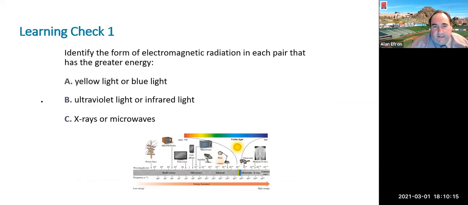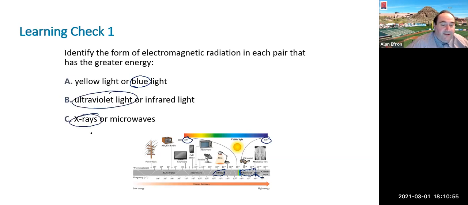So let's talk a little bit about that then. Identify the form of electromagnetic radiation in each pair that has the greater energy. So remember, when we're looking at this, this is longer wavelength, shorter wavelength. So blue should have more energy. Ultraviolet or infrared there. So ultraviolet's here, infrared's here. Ultraviolet has the smaller wavelength, which means it should be more energy in that particular case. So it should be our UV.